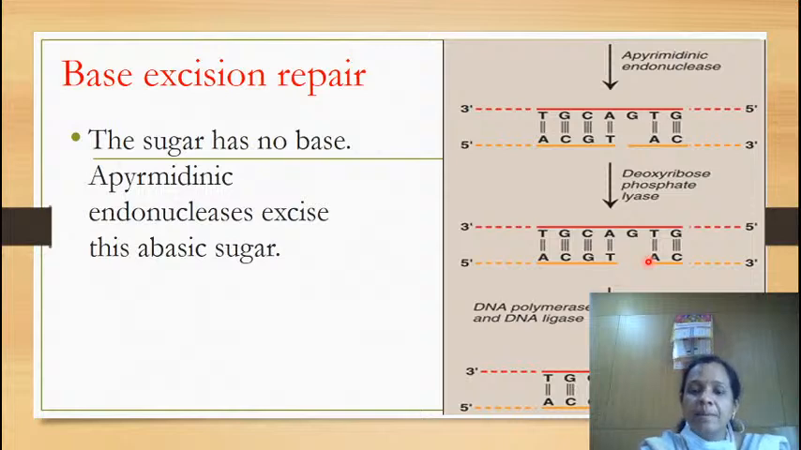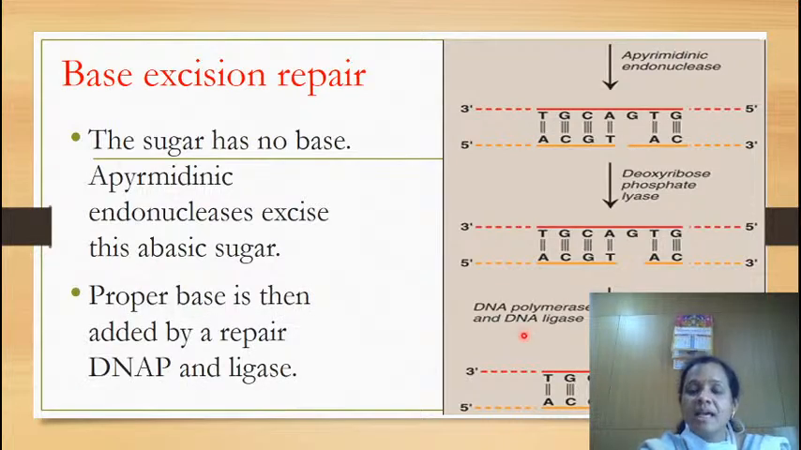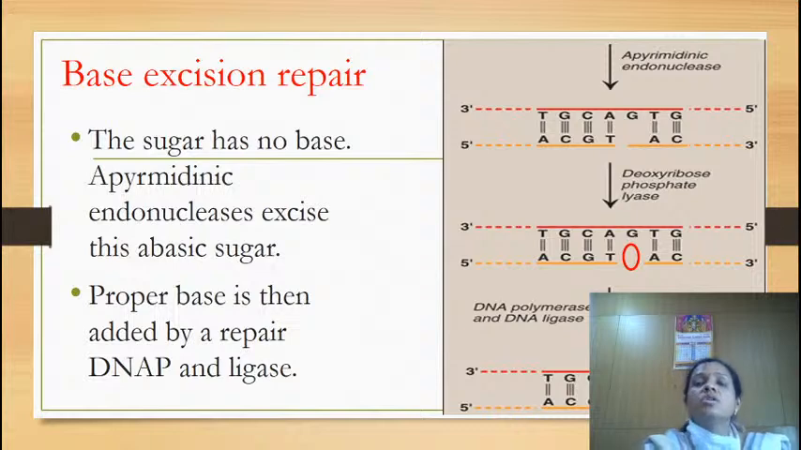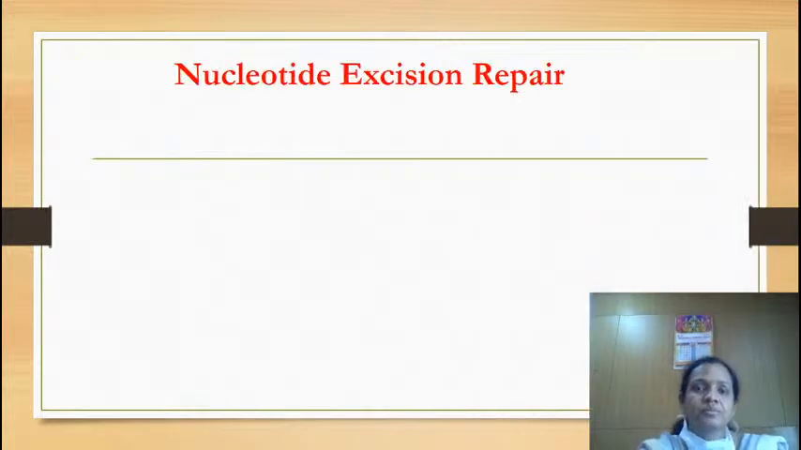Now in the presence of polymerase, it will put in the original nucleotide that has to be here, that is cytosine. Then ligase will join both of the nucleotides so that the chain will be continuous. So spontaneous depurination is rectified by means of base excision repair.